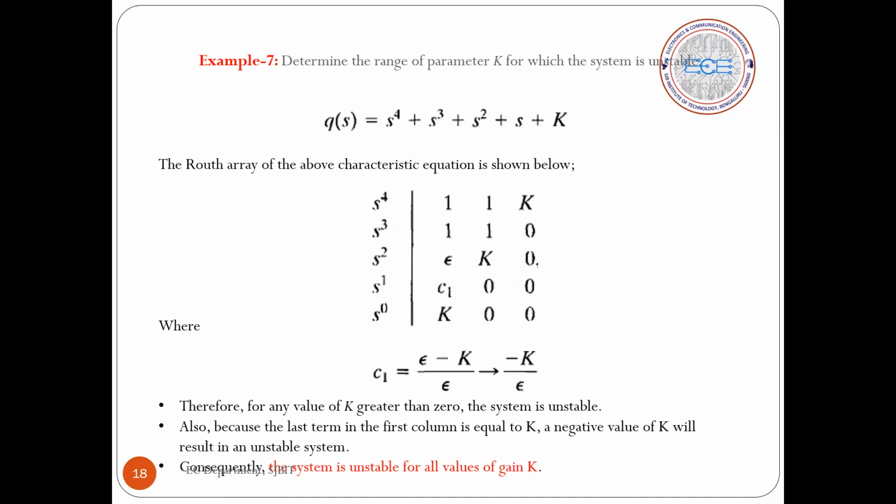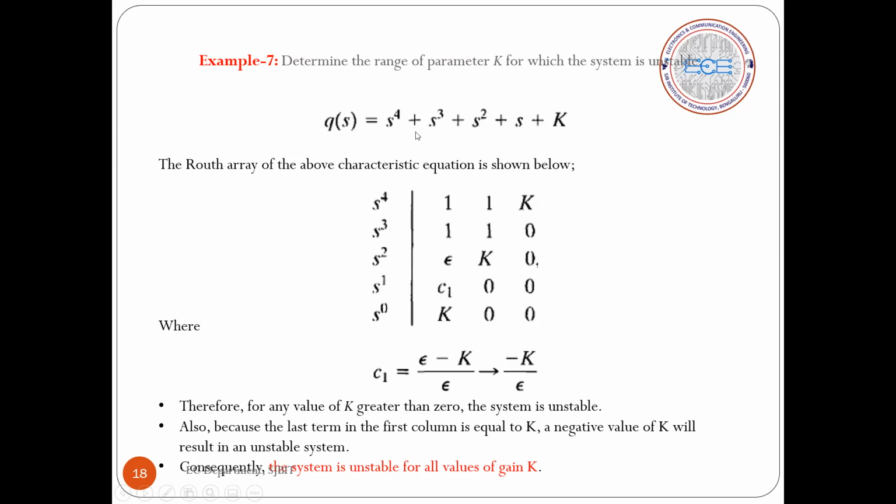Similarly, we have the same case extended, and here we are trying to find the range of k for which the system is unstable. I repeat: determine the range of parameter k for which the system is unstable. What is the characteristic equation given? It is s^4 plus s^3 plus s^2 plus s plus k. The Routh array of the above characteristic equation is shown below.